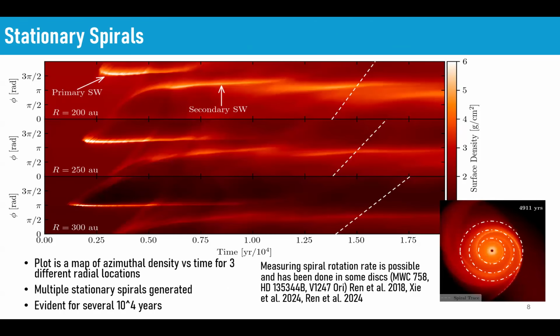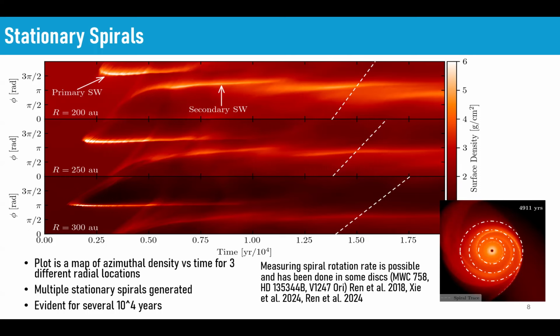But there is a way to distinguish between them. So planets, obviously, they orbit in the disk and they move around at the local Keplerian rate. However, with infall, the infall is always hitting the same part of the disk, and so it's exciting spiral arms at the same region in the disk. And so what that leads to is that some of the spiral arms actually don't move as a function of time. So this is a space-time diagram here.